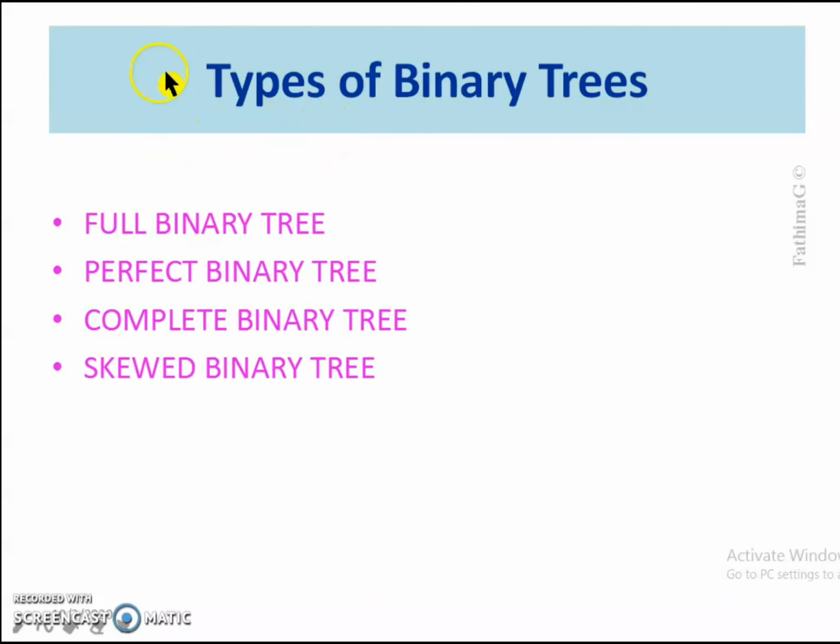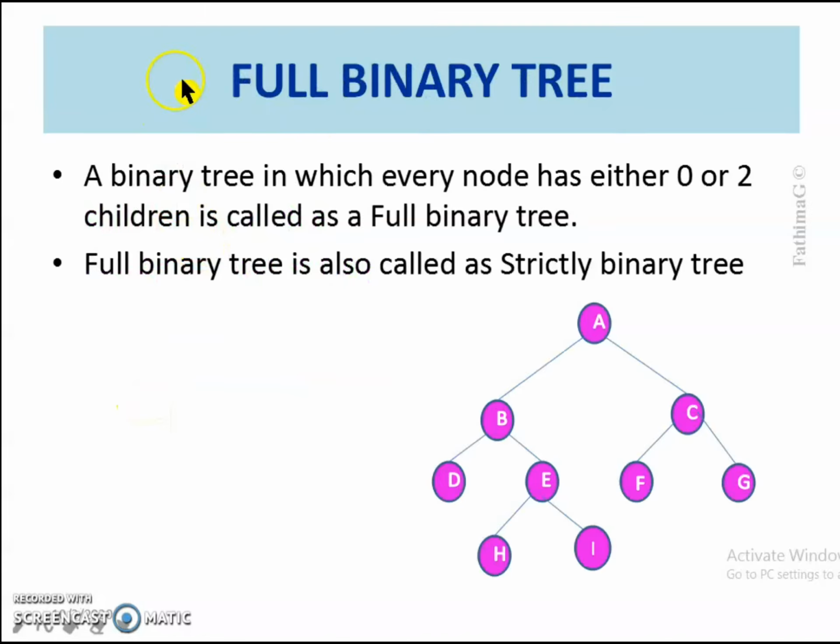Next, let us see the types of tree. There are 4 types of binary tree, which are full binary tree, perfect binary tree, complete binary tree, and skewed binary tree. Let us see about each type. First, full binary tree. A binary tree in which every node has either 0 or 2 children is called a full binary tree. It is also called a strictly binary tree. The example tree shown here is of type full binary tree. Observe that each and every node has either 0 or 2 children.